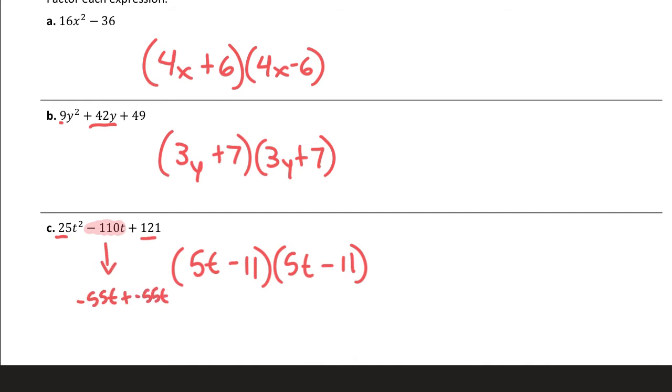So we're kind of reversing that distribution we talked about in lesson 2. Got to think back. But that's the idea, is that these patterns are not very common, but the main thing you're looking for is the first and last term to be perfect squares. And then you think about the patterns that we've picked up from factoring before, and you apply them when you have perfect squares as the first term and the last term.